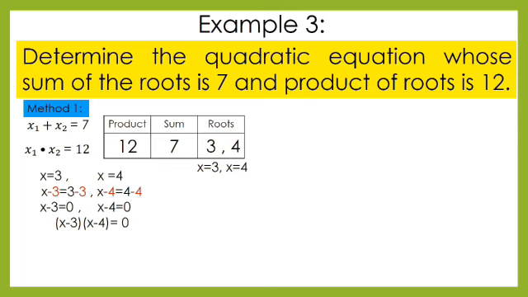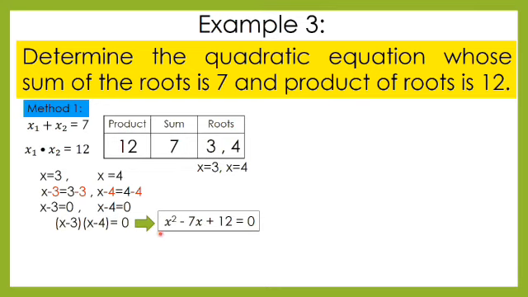We will use the FOIL method. First terms, the product is x times x is x squared. Outer terms, x times negative 4 is negative 4x. Inner terms is negative 3 times x. So we get the sum negative 4x plus negative 3x is negative 7x. And then for the last terms, negative 3 times negative 4 is positive 12 equals 0.